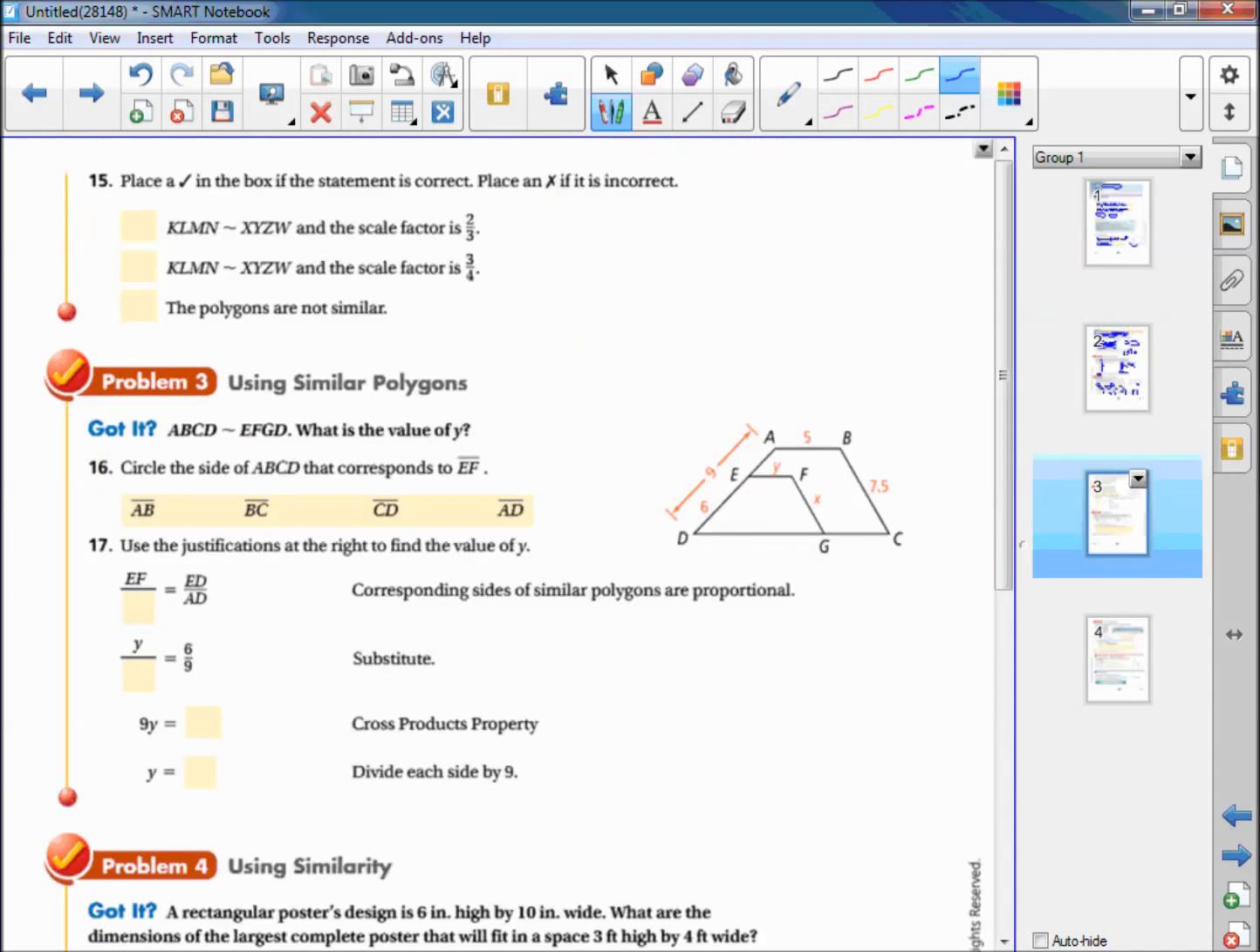Okay. All right, place a check in the box if the statement is correct. Place an X if it is incorrect. So the scale factor is 2/3. No, because it wasn't 2/3. Some of them were 2/3, but other ones weren't. Scale factor is 3/4. No, because some of them were 2/3. The polygons are not similar. Check. Okay. So these polygons are not the same.